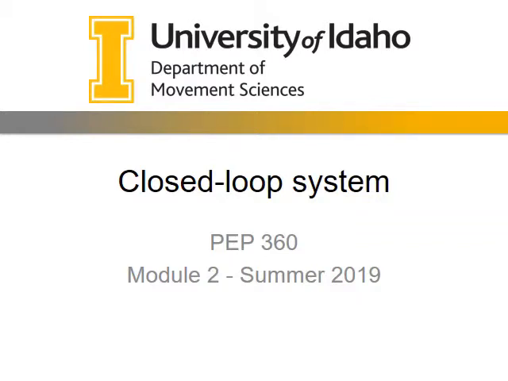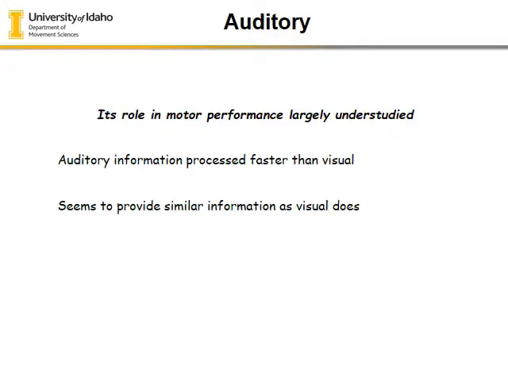Okay, so here we go. We're going to go further with the closed loop system. And now we're going to talk about the role of auditory and proprioception and its role in the closed loop systems. So its role in motor performance is largely understudied, right?